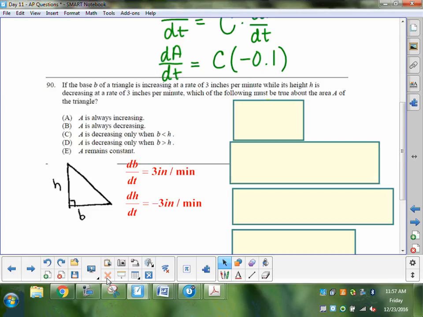Now, when we do this question out, you're figuring out which of the following must be true about the area. So we need to figure out, with these changes going on, is the area always increasing, always decreasing? Is it increasing under conditions, or will it remain a constant? That means right away I'm looking to find out what's happening to the area, so what base formula will I need to be working off of for this question?